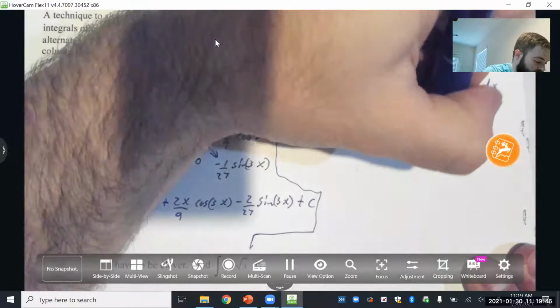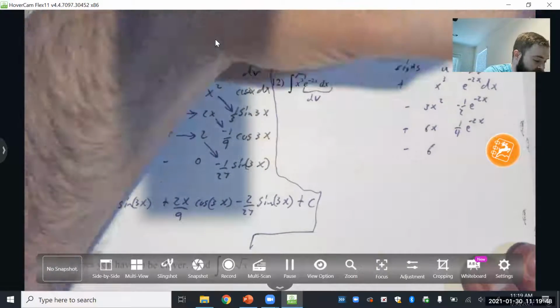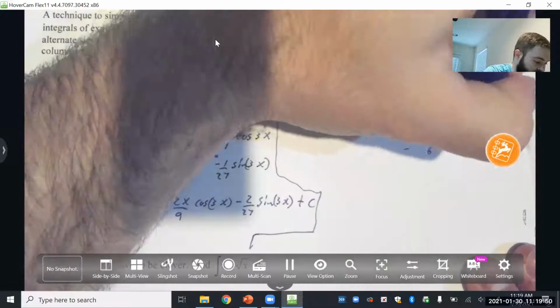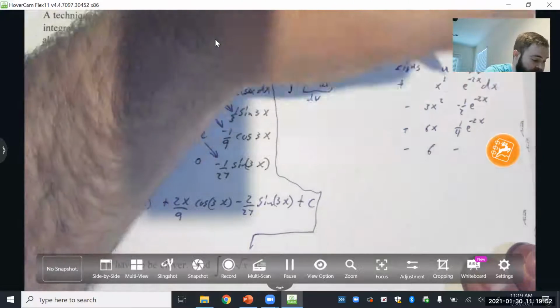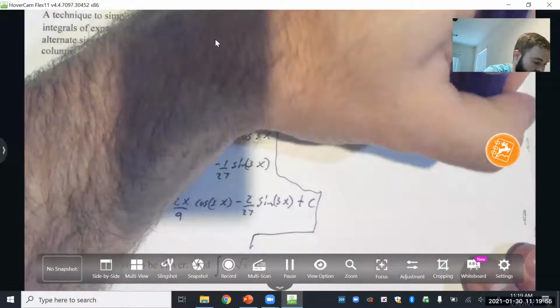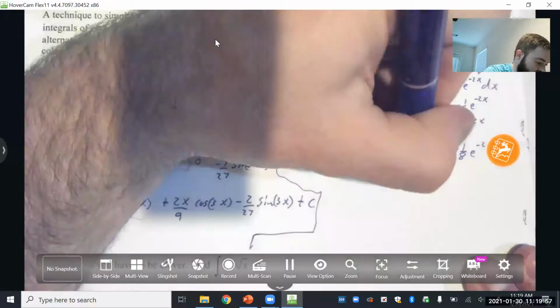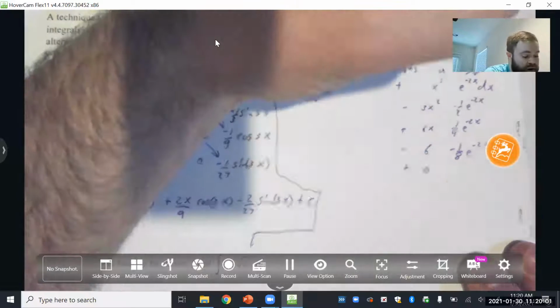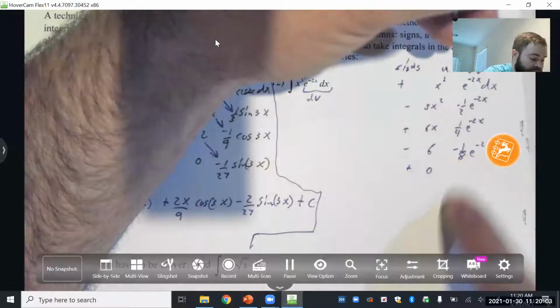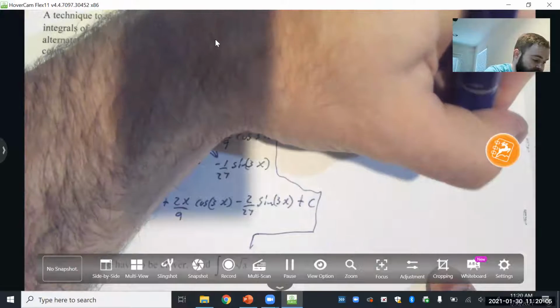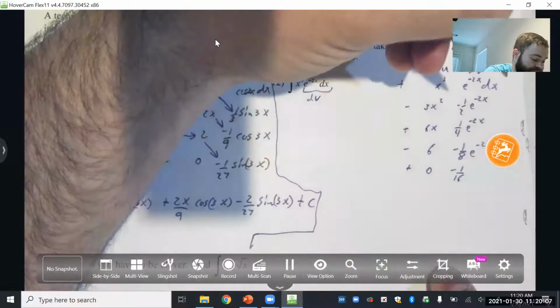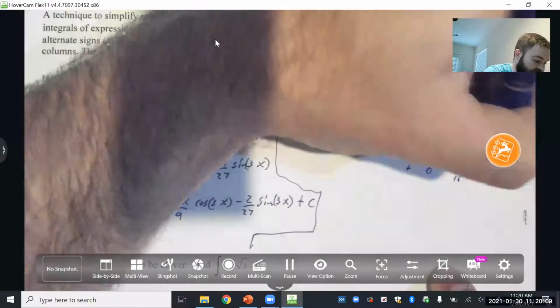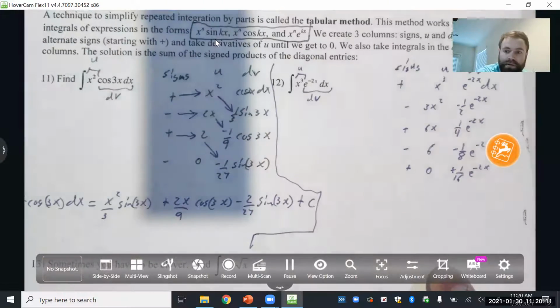Then the negative 6, divide by the derivative of the power again, so negative 1/8 e to the negative 2x, and positive, the derivative will now be 0, divide by the derivative of the power again, and so that'll now be positive this time, 1/16 e to the negative 2x.